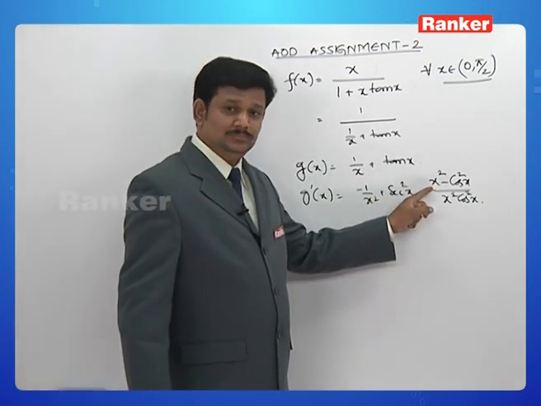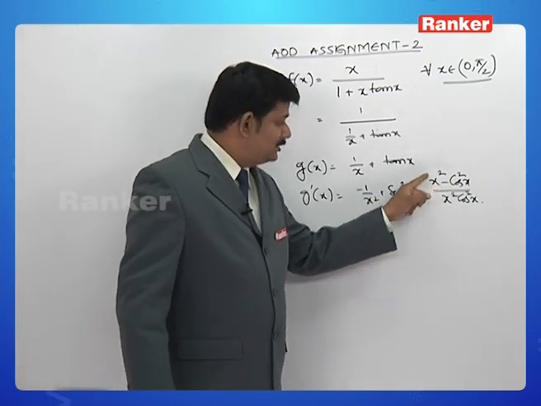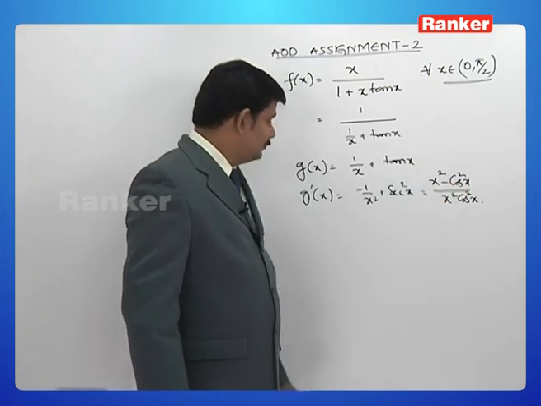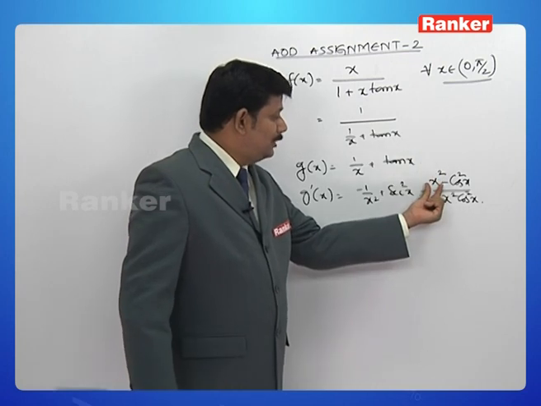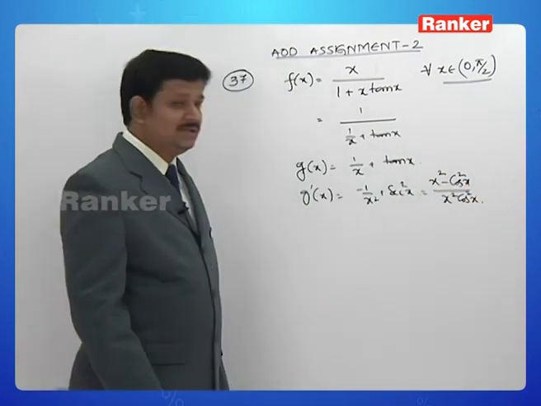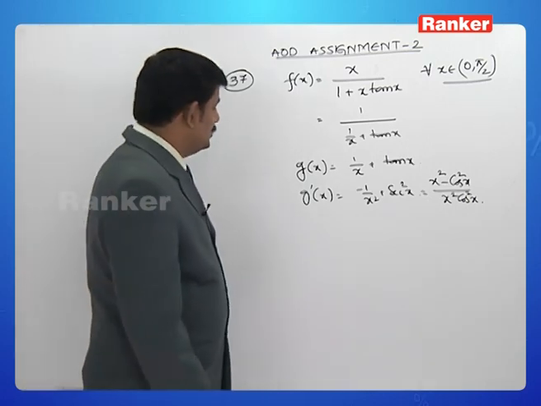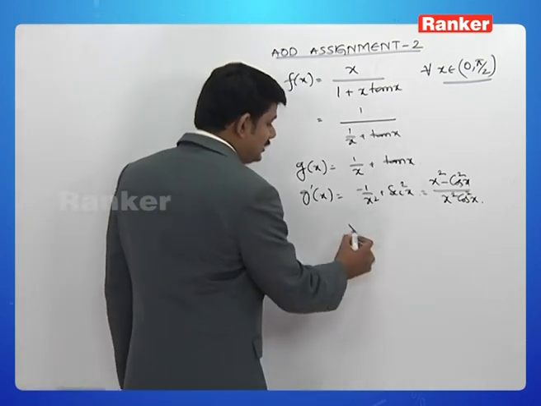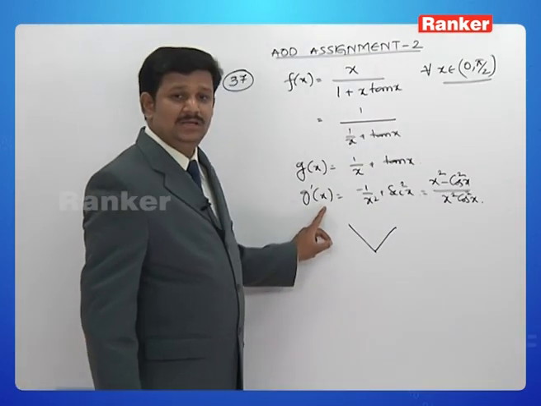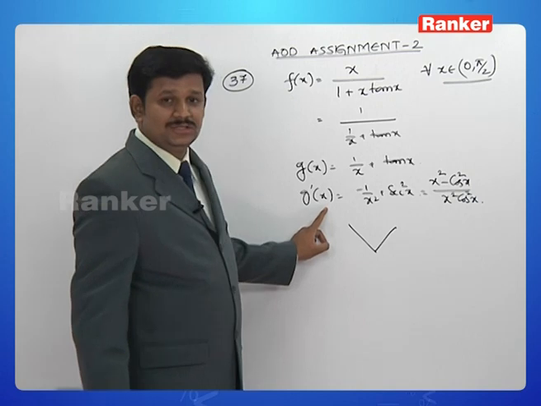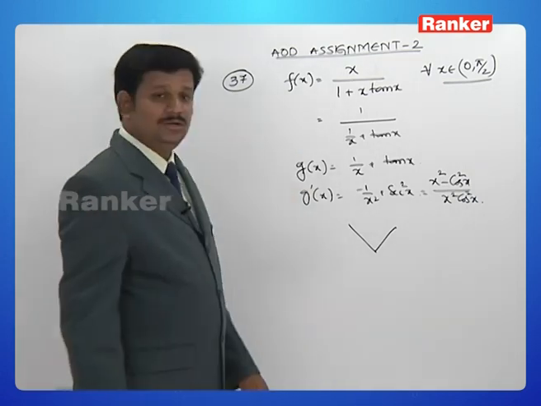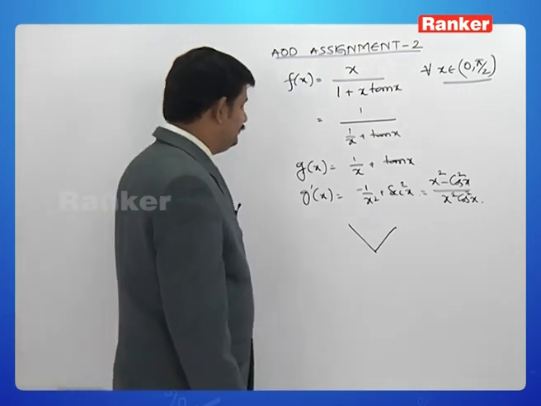At 0, numerator is minus 1. So, this is a negative number, and at pi by 2, pi square by 4 minus 0, it is a positive number. So, partially it is negative and partially it is positive. So, g dash of x initially it is negative and finally it is positive. So, it can't be a strictly increasing function or strictly decreasing function. So f of x is not a strictly increasing function nor a strictly decreasing function.